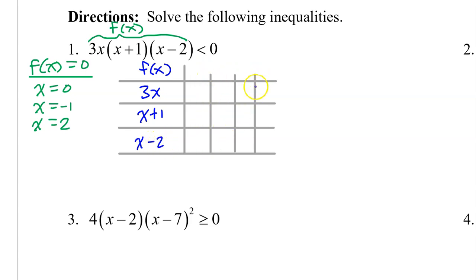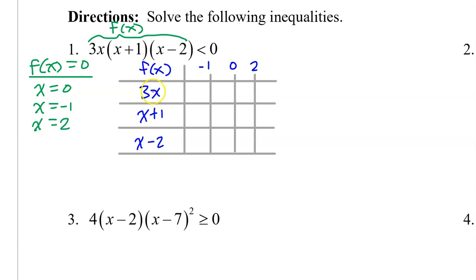I've made a vertical line to represent each one of these zeros. We need to label these in order from least to greatest. This is really a number line across the top. So be sure to put the -1 first, and then the 0, and then the 2. Next, we decide whether these factors are positive or negative in each interval.